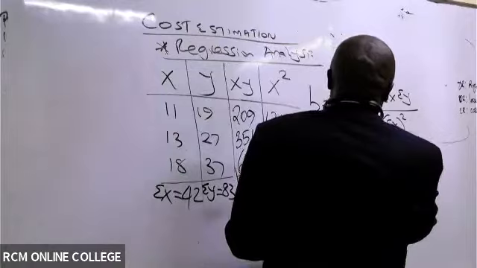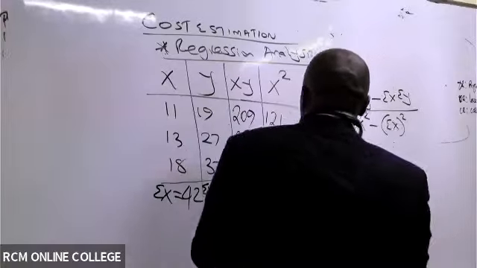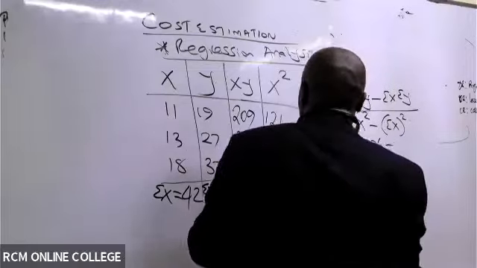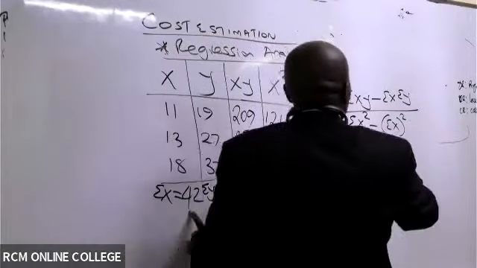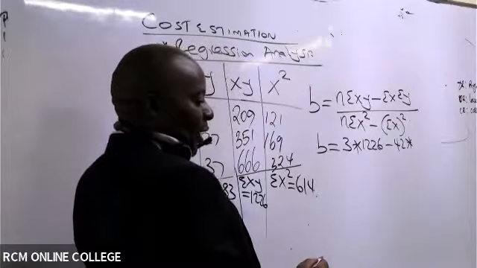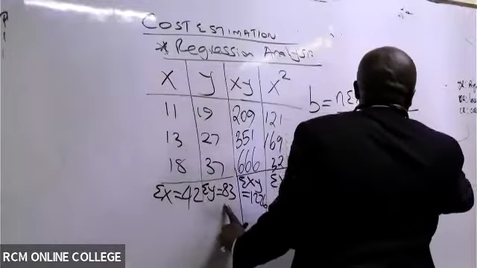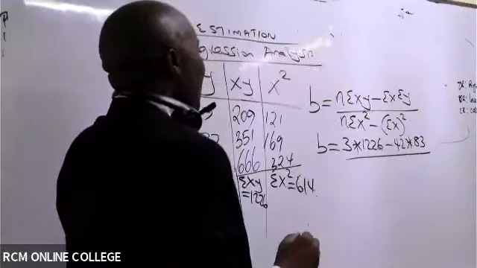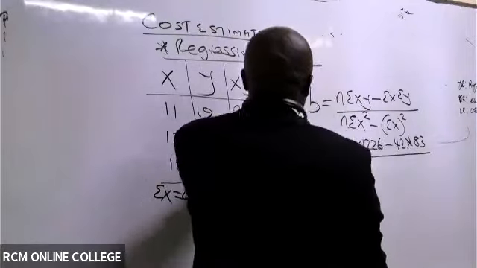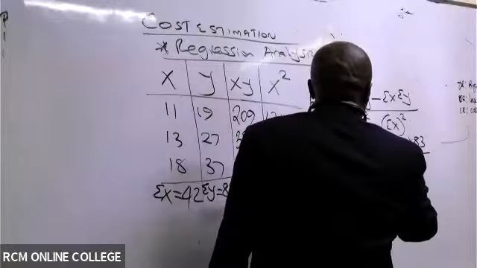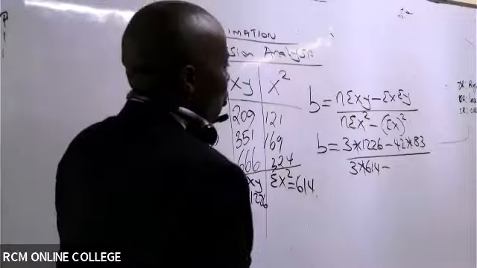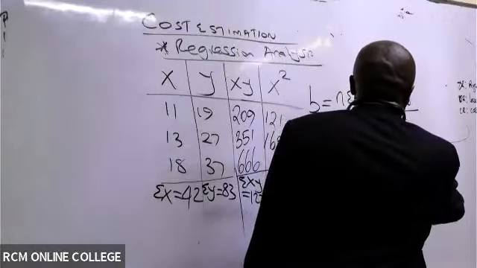So b will be equal to n, which is 3, times the summation of xy, which we already have here, it is 1226, minus the sum of x, which is 42, times the summation of y, which is 83, all over n, which is constant at 3, multiplied by sigma x squared, which is 614, minus the sum of x, this one here, 42, but now this 42 will be squared.